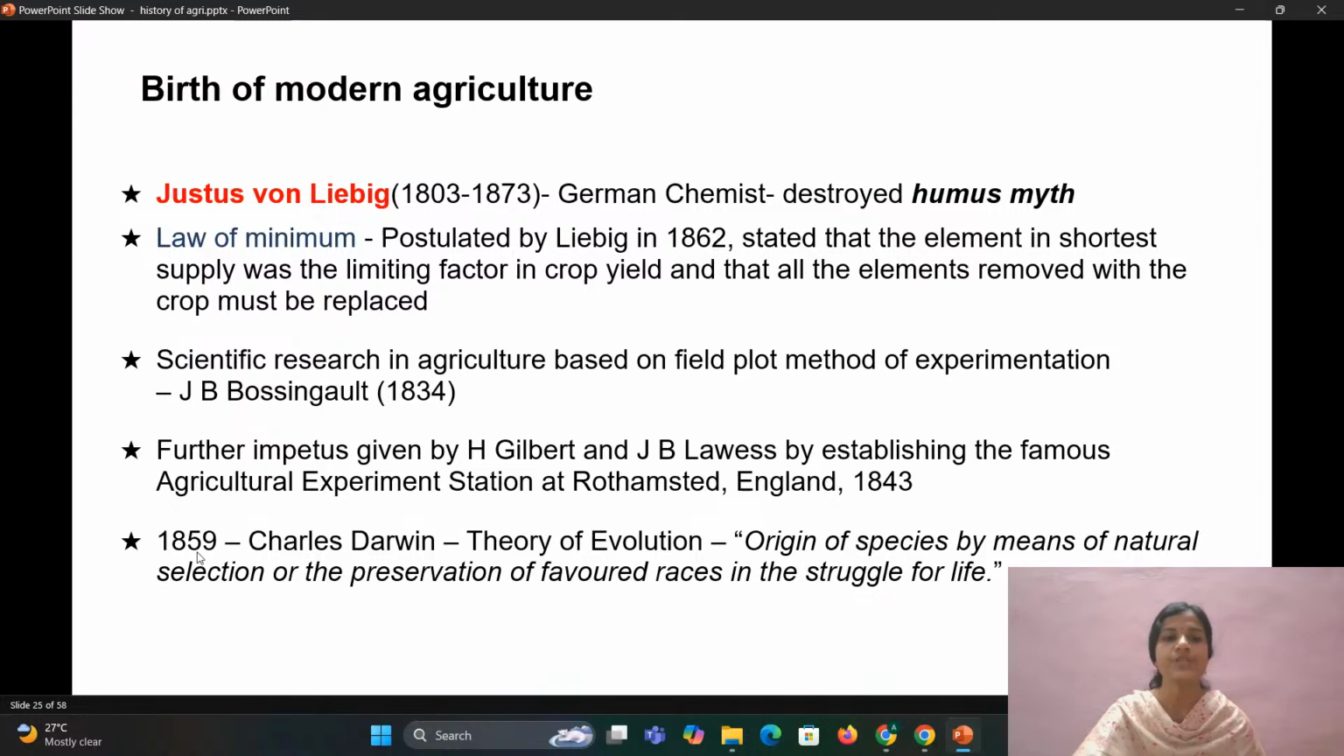Then in 1859, the theory of evolution was put forth by Charles Darwin, which stated the origin of species by means of natural selection, or the preservation of favored races in the struggle for life. He has published regarding the origin of species by means of natural selection or the preservation of favored races in the struggle for life in the theory of evolution.